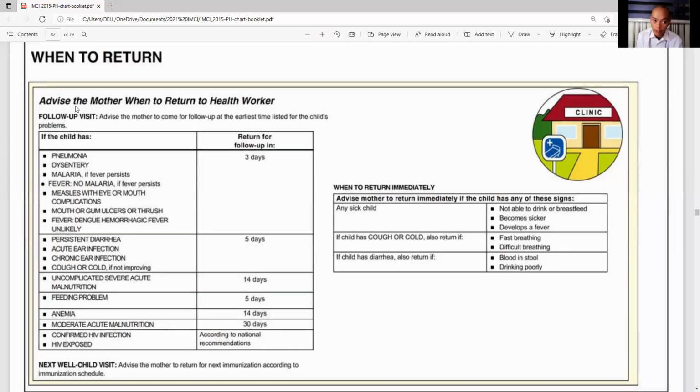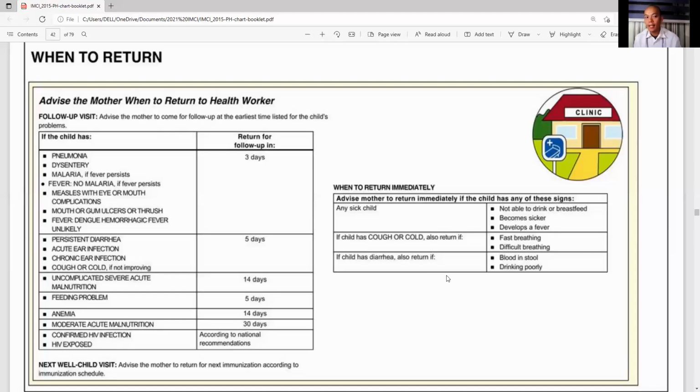What is the difference of when to return for the follow-up visit and when to return immediately? Okay, so the patient goes home today already, okay, but suddenly the child does not drink or is unable to breastfeed, balik po agad kayo sa clinic. Okay? Mas lalo nagkasakit yung bata nung umuwi, come back to the center. Walang fever, pero nung pagka-uwi, 1 or 2 days after, the child developed a fever, come back immediately. Okay, so ito yung difference ng follow-up visit to when to return immediately.